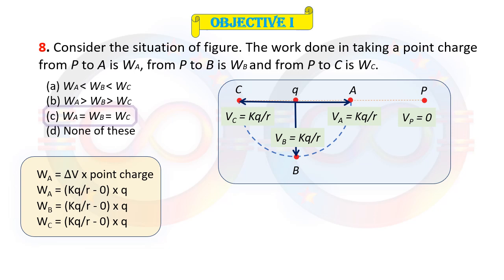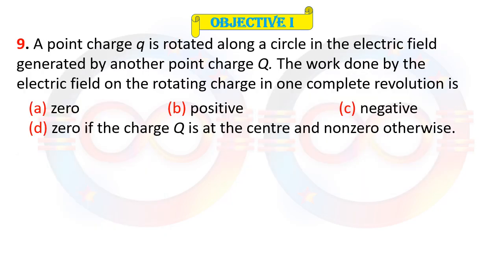And if the difference is the same, the work done would be the same. So work done in cases A, B and C will be the same. Question number 9. A point charge Q is rotated along a circle in the electric field generated by another point charge Q. The net work done by the electric field on the rotating charge on one complete revolution is?